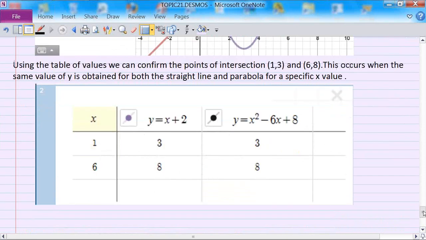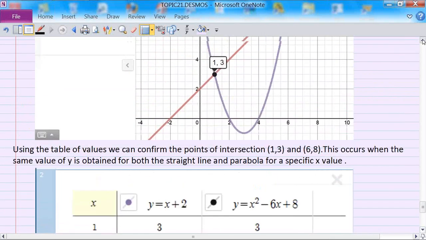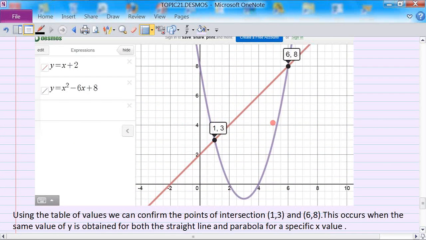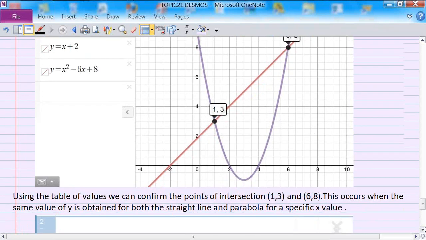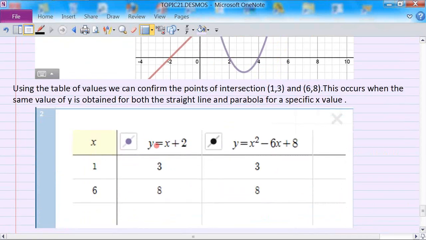Now, there's another way that we can do this. What we can do is put in the points 1 and 6, the x values of intersection, just to confirm it. Then we can make a table of values, and you can see that you put in the equation y equals x plus 2 here, and you put in this equation here, and it calculates the y values, and the y values must be the same here because they are the points of intersection.